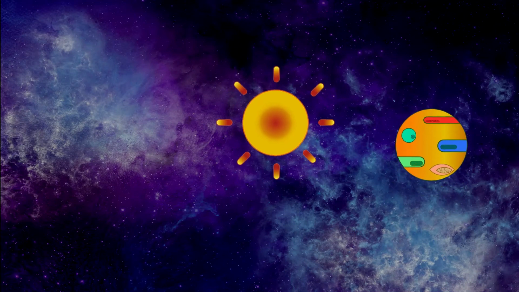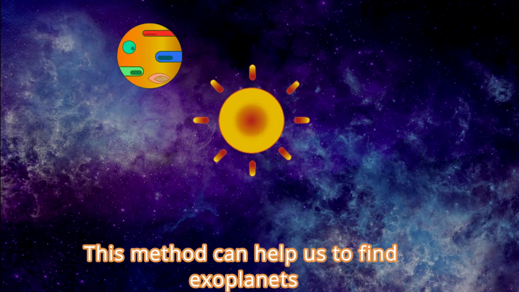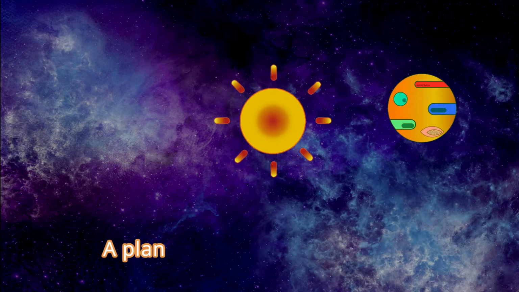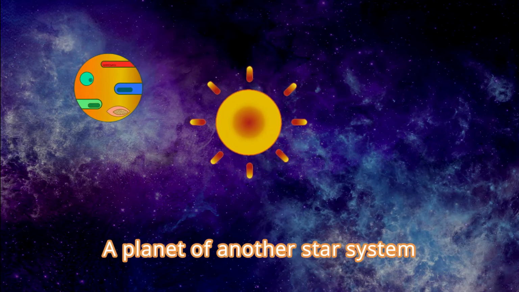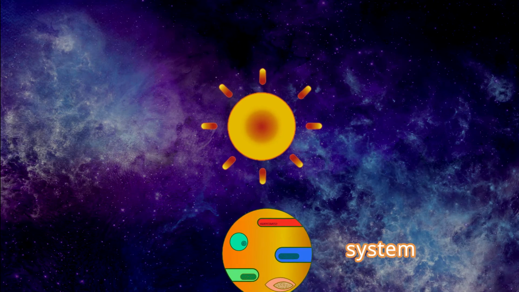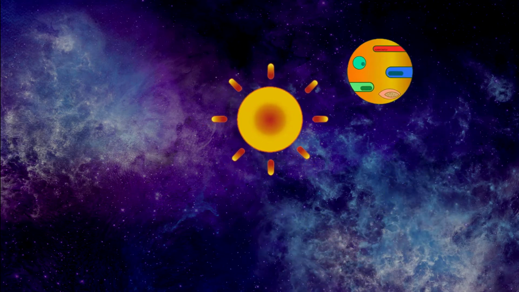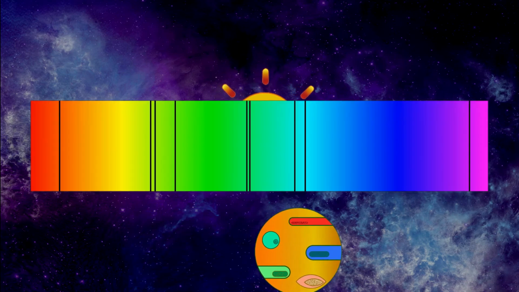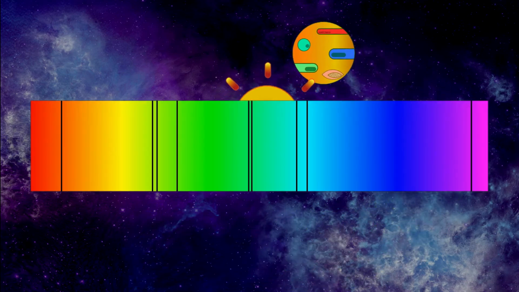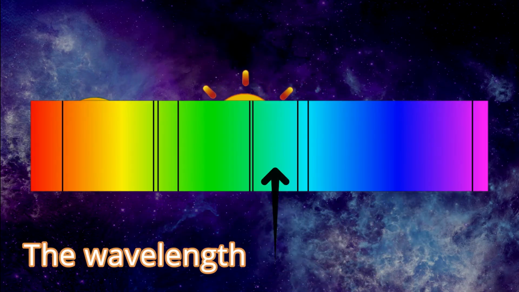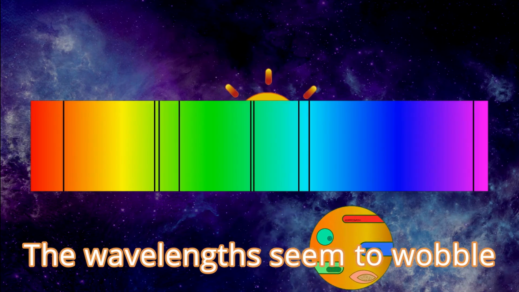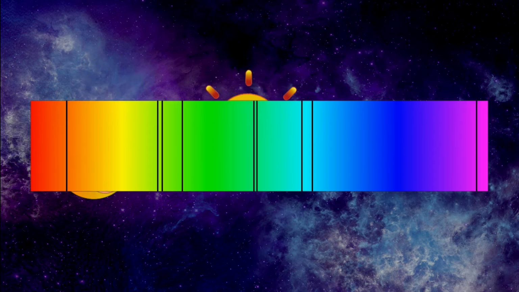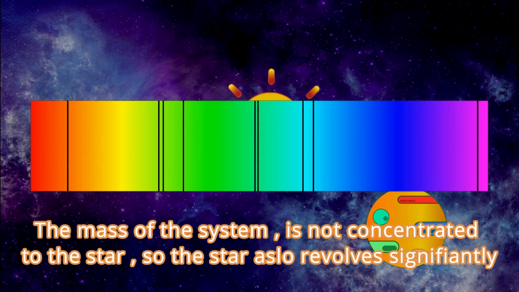This method can help us to find exoplanets. But wait, what's an exoplanet? It is simply a planet of another star system. When you look at a star system with a large exoplanet orbiting a relatively small star, you will notice that as the wavelengths are shifting, they seem to wobble. That is, move left and right continuously. This happens because the star is also rotating around a common center of mass of the whole system.